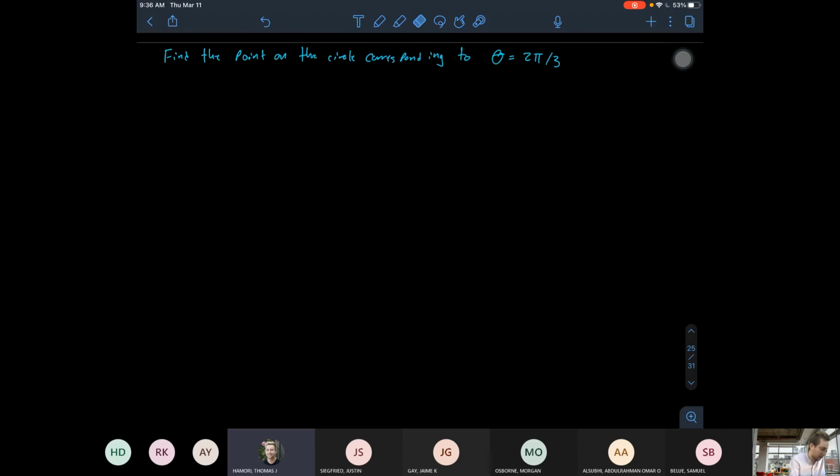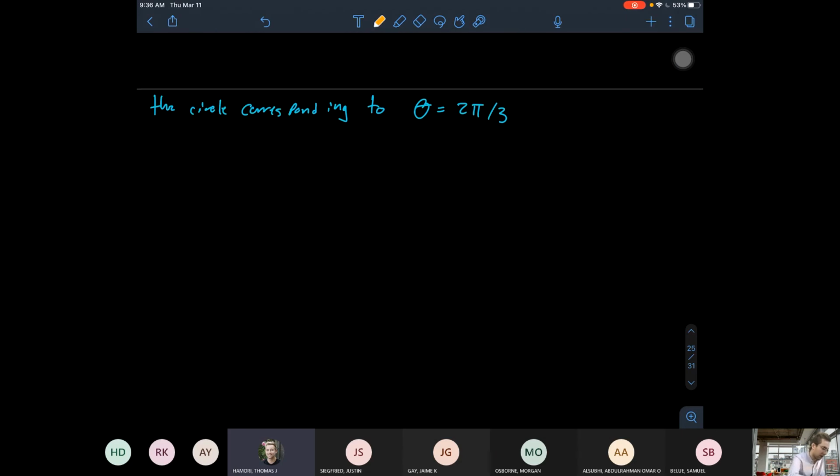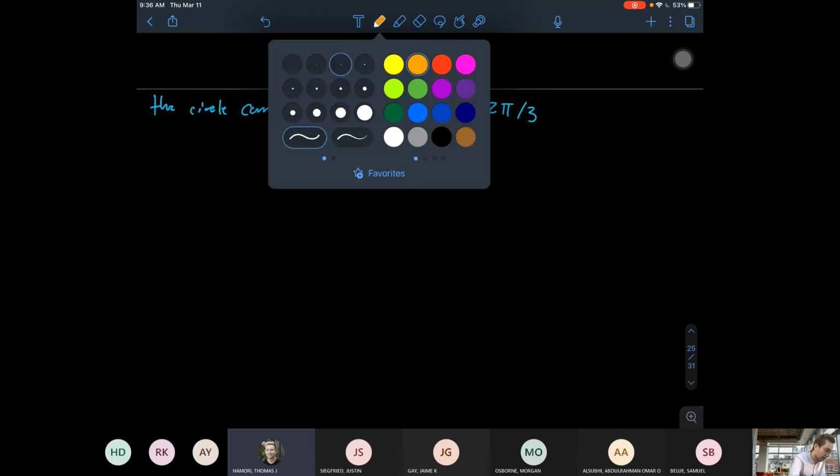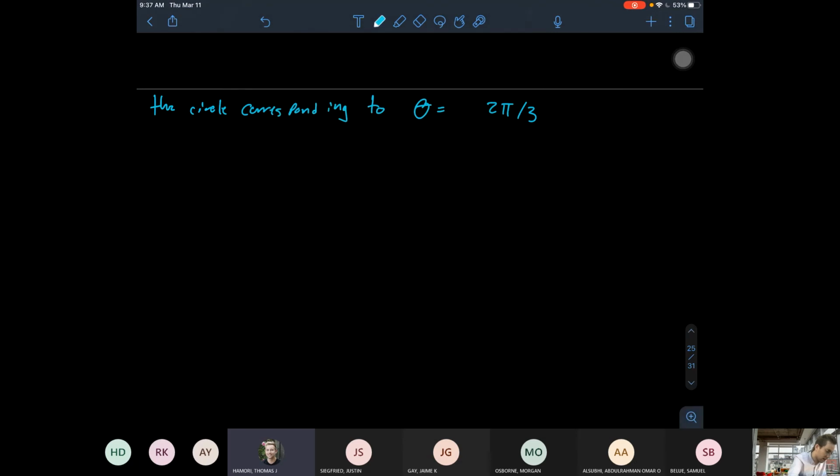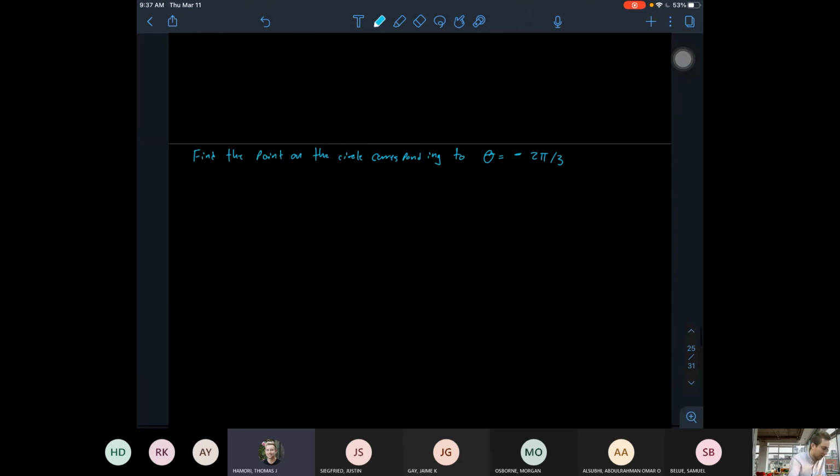Let's find the point on the unit circle corresponding to, I'm going to modify this equation. Rather than 2 pi over 3, we're going to do something cooler. We're going to find the point on the unit circle which corresponds to negative 2 pi over 3. That'll be more fun, I think.